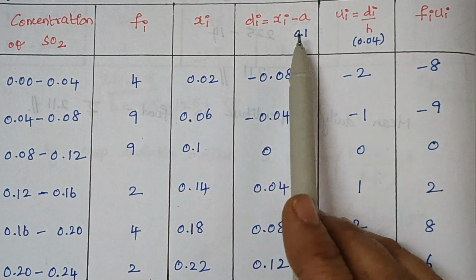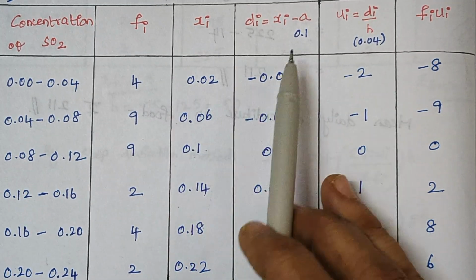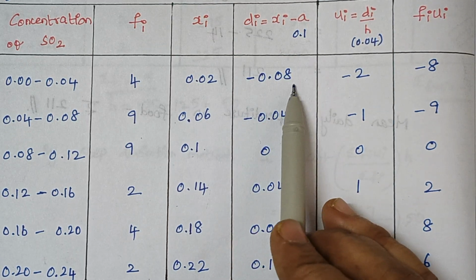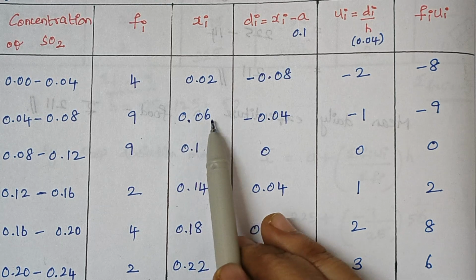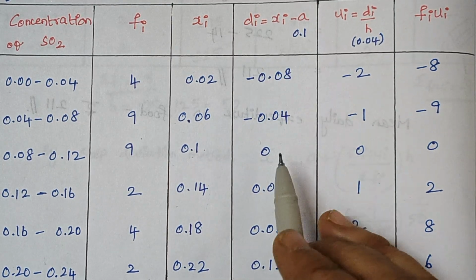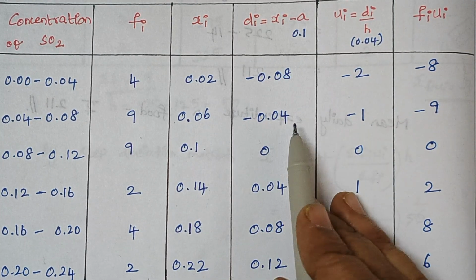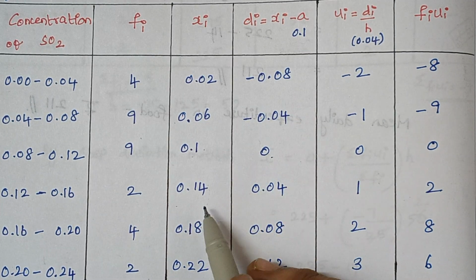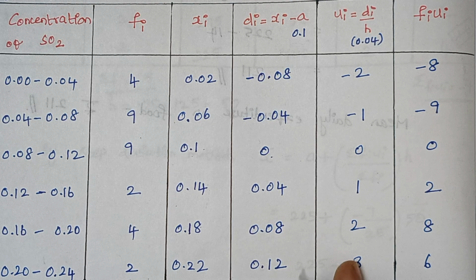So when you substitute the values, 0.02 minus 0.1 gives you minus 0.08. Similarly, 0.06 minus 0.1 gives you minus 0.04. And here it is 0. Similarly, when you subtract, we will be getting the answers like this.